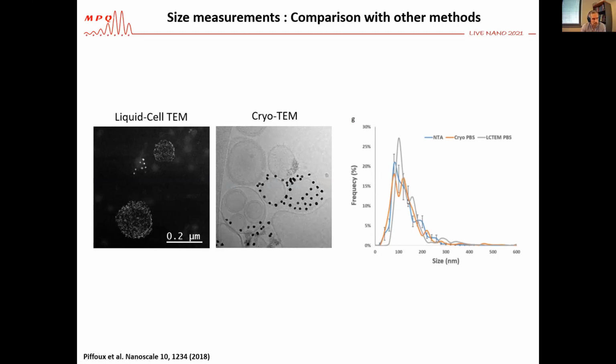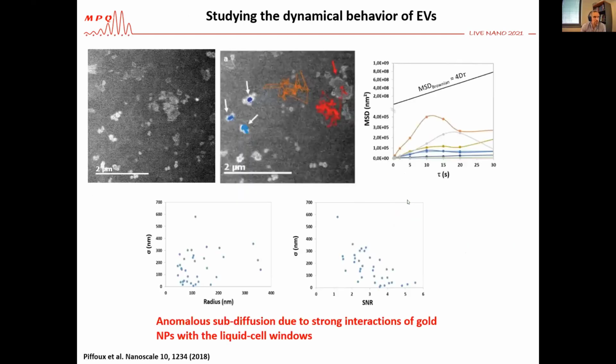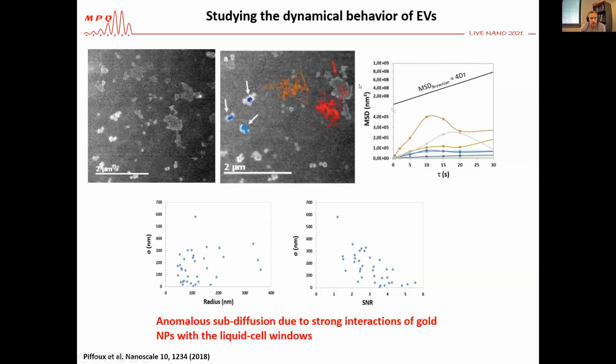But of course, when you do liquid cell microscopy, what is very interesting is to do dynamical imaging. So at first, we studied the diffusion behaviors of those vesicles. That's what you see on this video. And from this type of video, you can do nanoparticle tracking analysis to obtain the mean square displacement of those vesicles. And it turns out that they clearly have a subdiffusive behavior. You see that the mean square displacement is at least 3 orders of magnitude below what we expect from Brownian motion. So finally, it's a chance, because otherwise it would be very difficult to image those particles.